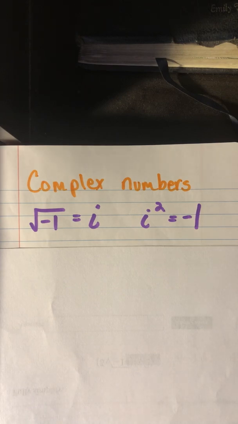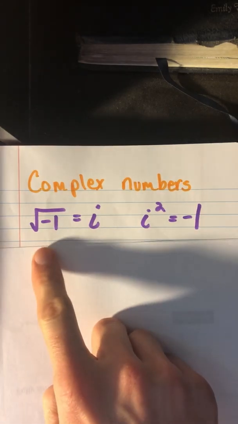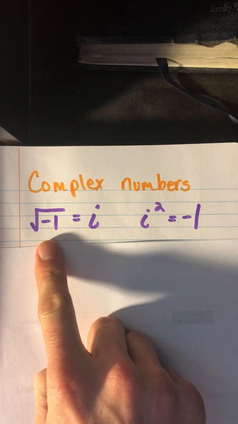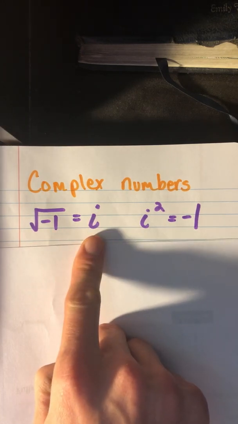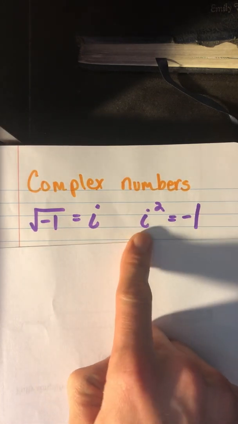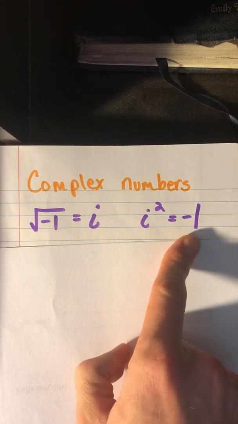So complex numbers are numbers that involve i. And what is i? The definition of i is the square root of -1. So the square root of -1 is equal to i. And then you need to know that i squared is equal to -1.